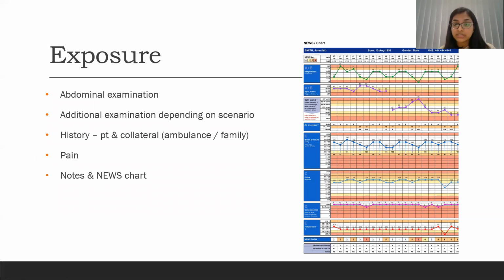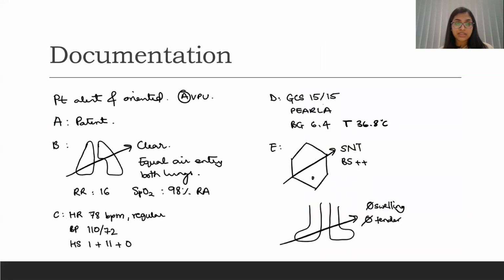It can be electronic. They may have it with them. They could have been an inpatient before this. So have a glance at their notes, what medications they're on, and also their NEWS chart. Is it getting worse since they've come in? Is it the same if they've been here for a long time?